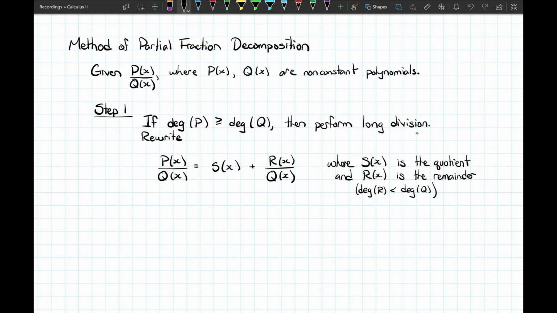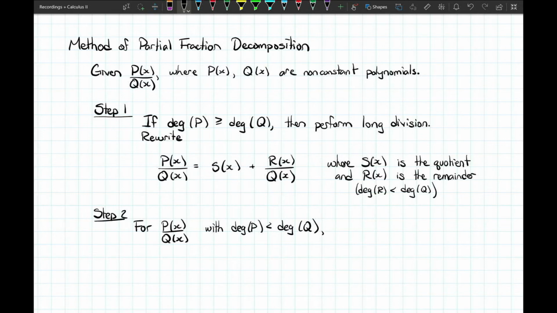But if we can perform long division, then we will, and we'll rewrite p over q as being equal to s plus the remainder r over q. And the degree of the remainder is now certainly going to be less than the degree of q, which is our divisor or denominator. It is quite possible after performing step 1 that we continue needing to perform our partial fraction decomposition on r over q. But when we are writing step 2 down here, we're going to be assuming that we start off with some rational expression p over q, where the degree of p is definitely less than q now.